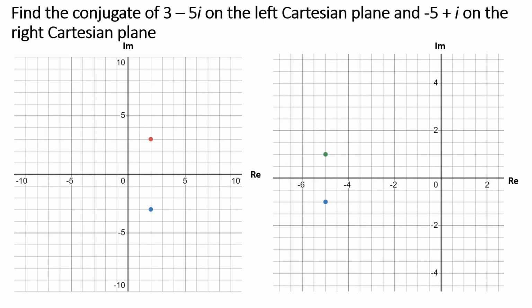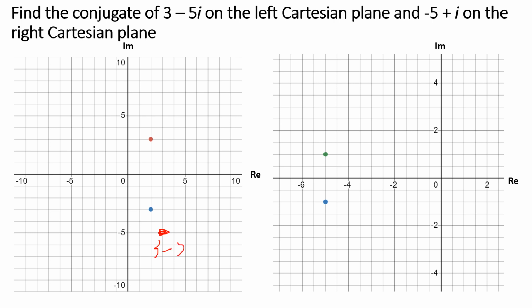Now, conjugate 3 minus 5i on the left plane. Well, here is... looks like a 2 there. Should be 3. Let's see. Find a conjugate of 3 minus 5i on the left Cartesian plane. So I'm going to find 3 minus 5i right there. And let's change the color. There is 3 minus 5i.